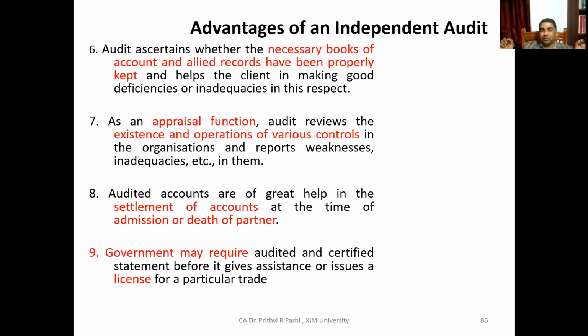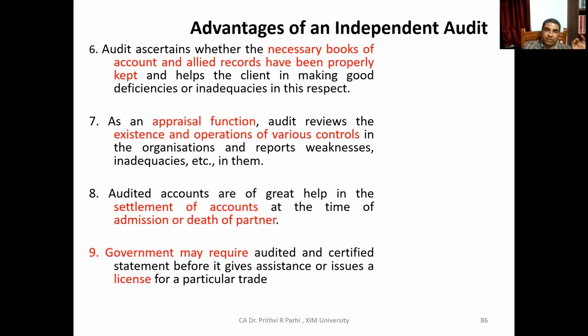For example, suppose something has to be purchased and the voucher has to be approved by two persons. Let us say that is an internal control; the entity has developed that control. But whether that is actually operational, or there is some weakness in that control, or whether it is adequate or inadequate, these things can be appraised through the auditing process.